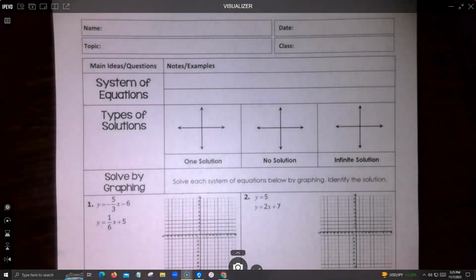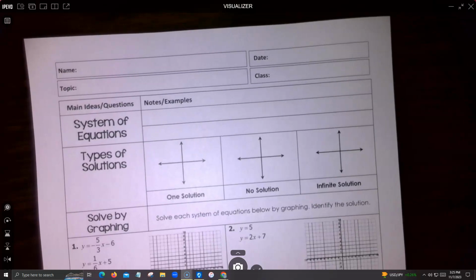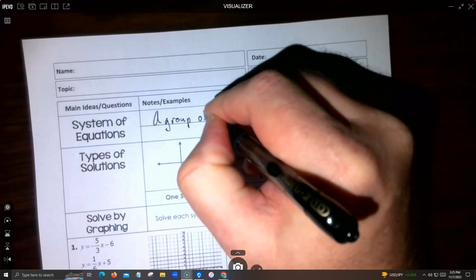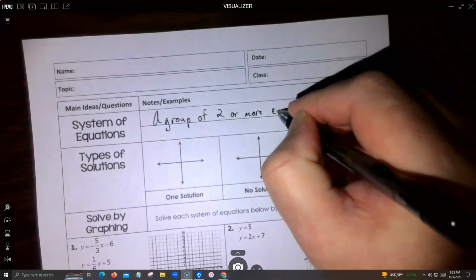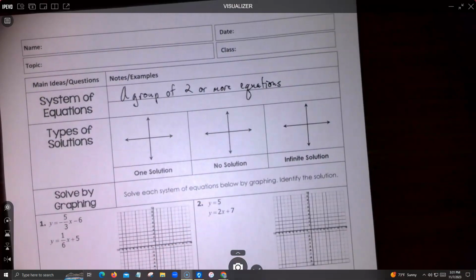Okay, today's lesson is on system of equations and how to solve by graphing. A system of equations is a group of two or more equations. There are three different types of solutions.